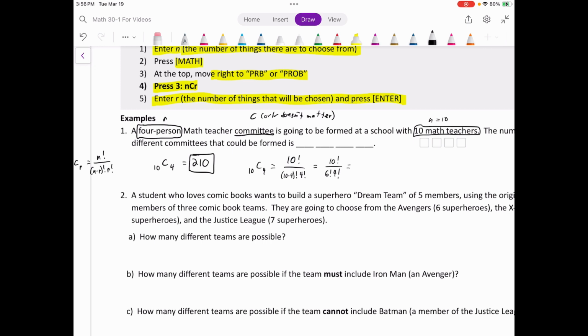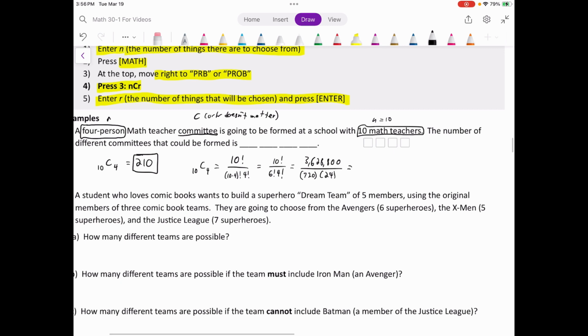That gives us 10 factorial is 3,628,800. Got that from the calculator. Divided by 6 factorial, which is 720, and 4 factorial, which is 24. So dividing that by 720 times 24, we get 210. Same result. And so that's what that 10 choose 4 function on your calculator is doing. So it's good to understand what the formula is behind the magic of your calculator.